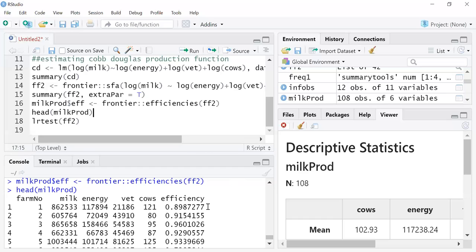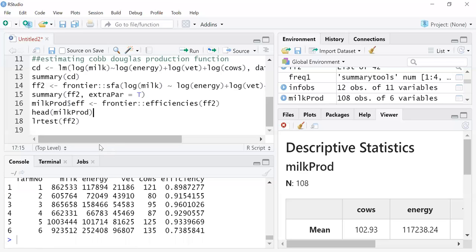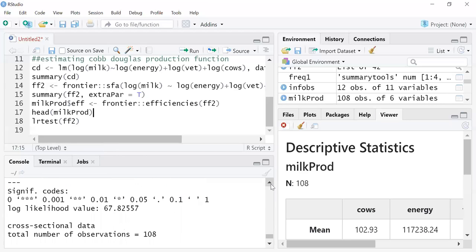And you can interpret that for every individual, right up to farmer 6. We have this efficiency for all the 108 farmers, so the average is 0.86. So you can do it for every individual. And that is what we have done today.